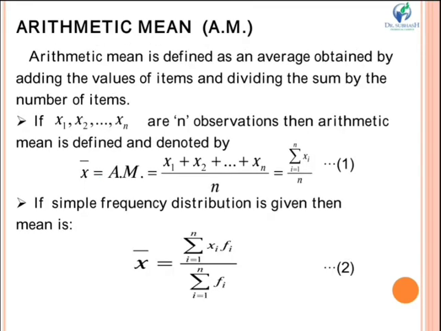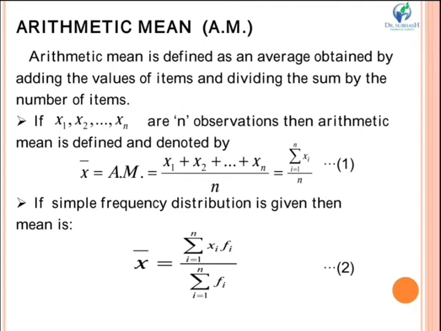First, let us define what is arithmetic mean. Arithmetic mean is defined as an average obtained by adding the values of items and dividing the sum by the total number of items. That is the general way which we use in our usual mathematics, that we will add all the numbers and we will divide by the total number of numbers.